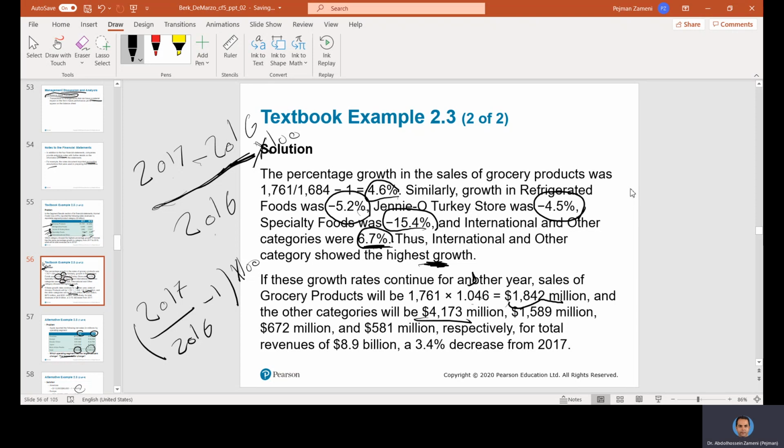If the growth rates continue for another year, sales of grocery products will be the number from 2017 multiplied by the growth rate, equal to 1 million, and the other categories will come to around 4 million, 1.5 million, 672 million and 581 million respectively, for total revenues of $8.9 billion, a 3.4% decrease from 2017. We are just multiplying this number, whether negative or positive, with the numbers in each category for year 2017.